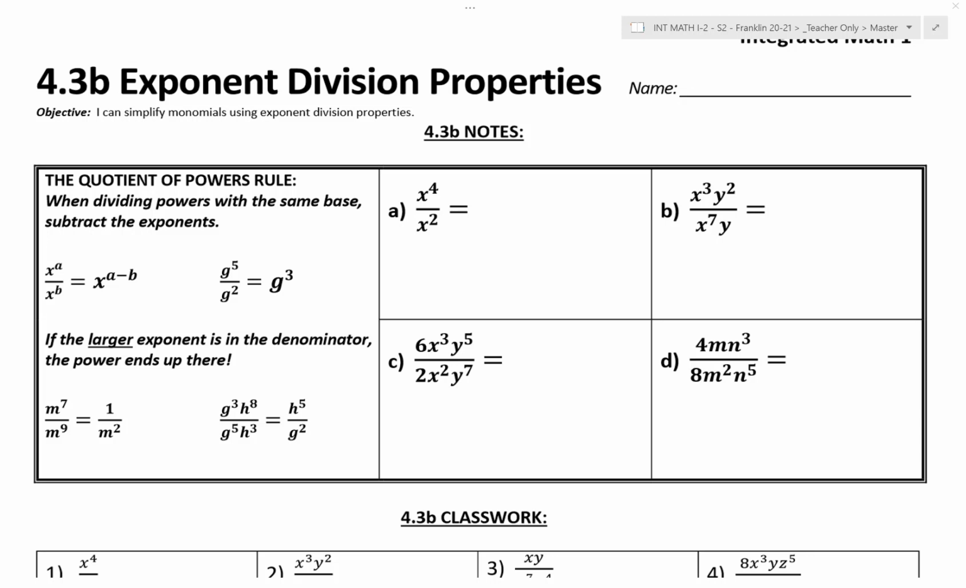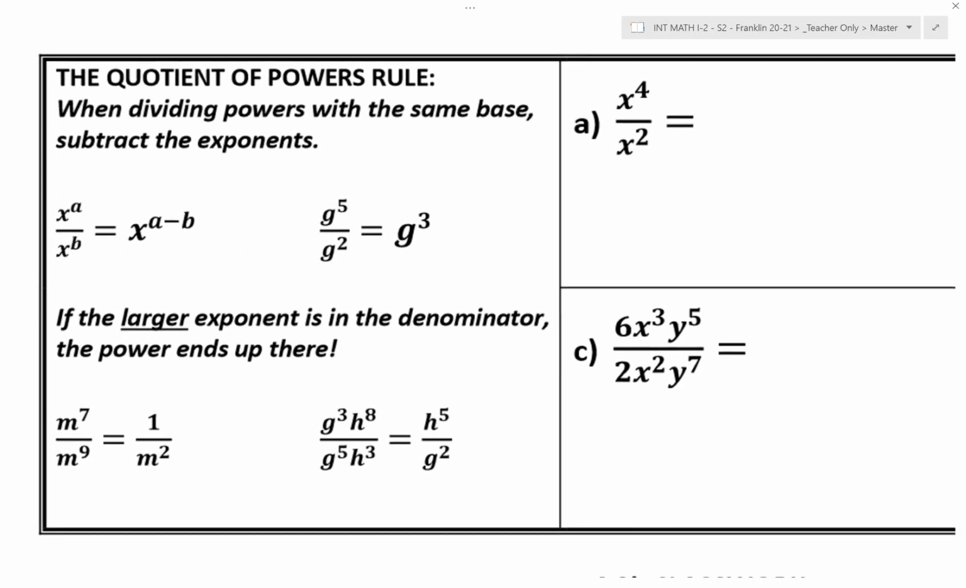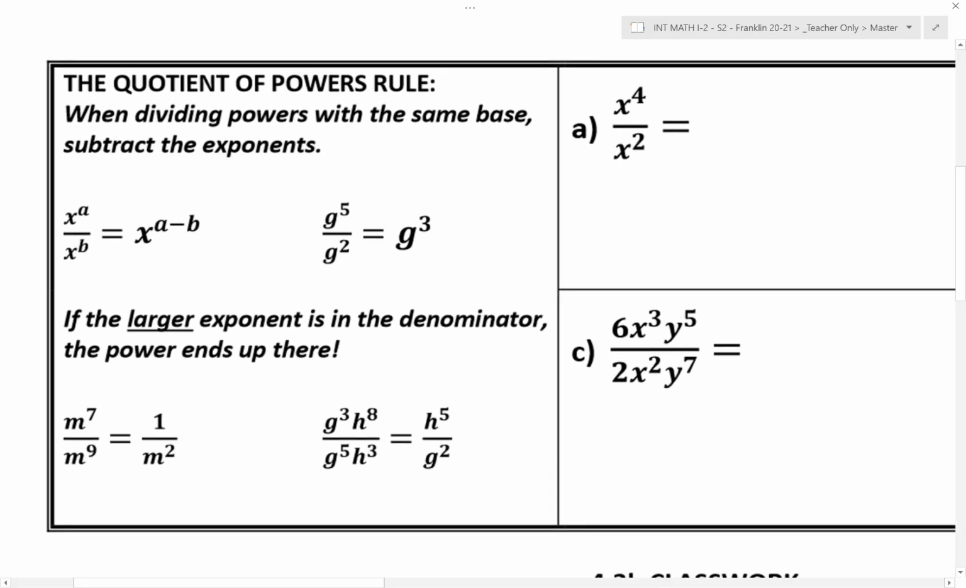Okay, next we'll talk about division properties. So for 4.3b, we're looking at exponent division properties, or quotient properties. These are the rules for dividing powers rather than multiplying them. The quotient of powers rule says, when you divide powers with the same base, subtract the exponents.